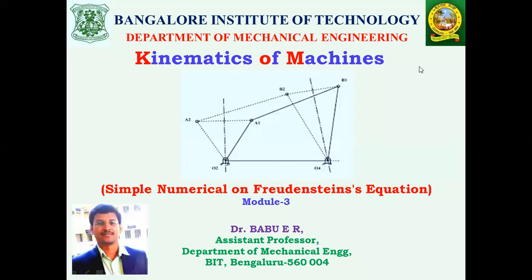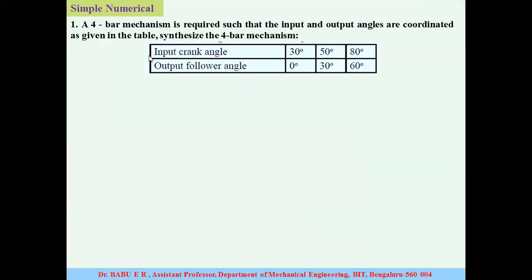Dear students, the next session is a simple numerical on Freudenstein's equation on the 4-bar mechanism. So let us start with a simple numerical problem number 1. A 4-bar mechanism is required such that the input and output angles are coordinated as given in the table.